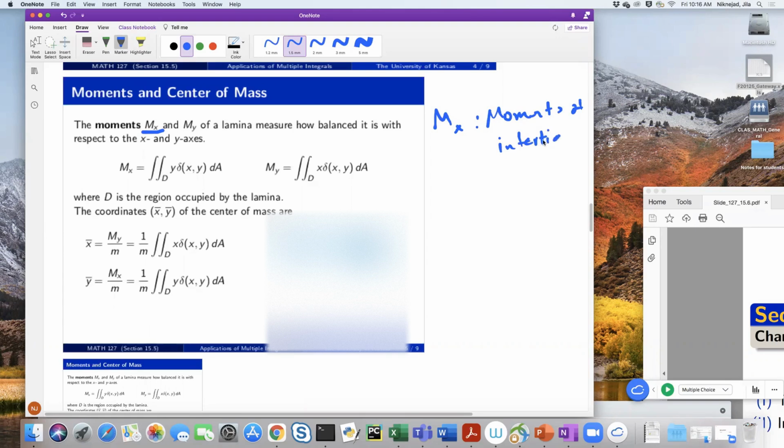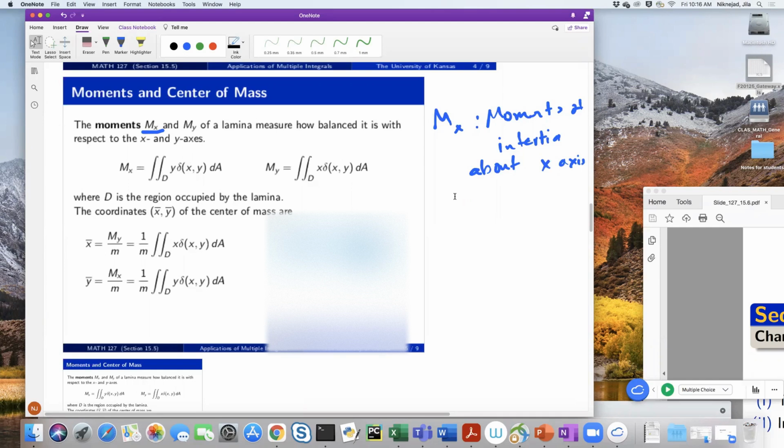Inertia, oh goodness, about the x-axis. Okay, so here's the x-axis, here's the y-axis, and I have a lamina, right? So what we're doing, x-axis is this one. I should have had a different color. Oh, x-axis is this one, and I want to figure out the moment of inertia about the x-axis.